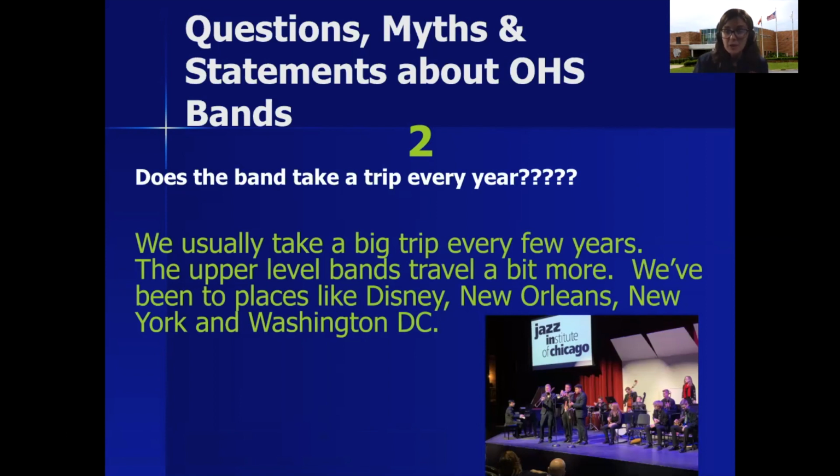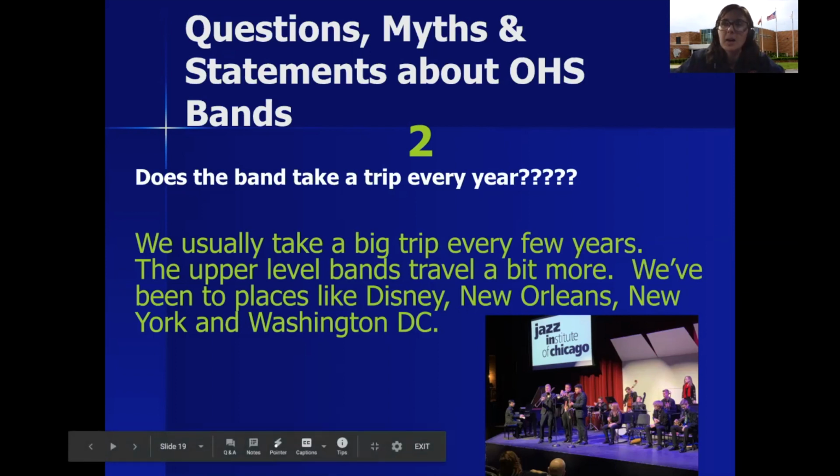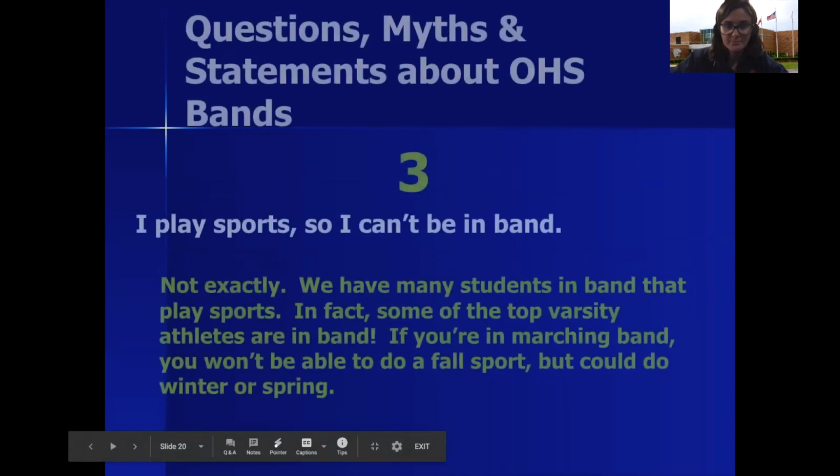In fact, we were scheduled and ready to go for a New York trip this spring break. And that, of course, got canceled at the last minute, which is really too bad. But that was going to be a really cool trip. But we do other small ones in addition to the big ones. There's a great music festival that happens in Indianapolis. The jazz band, you can see this picture down here, went to Chicago for a festival. They've been to Purdue University. We've been to the University of Illinois. So there are smaller things that we do in addition to the larger trips as well.